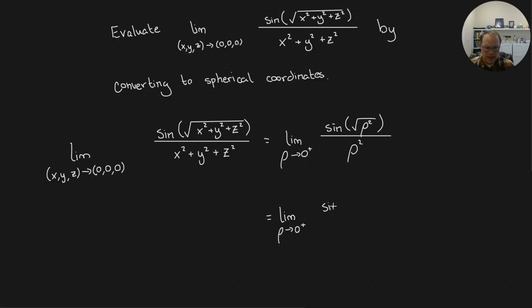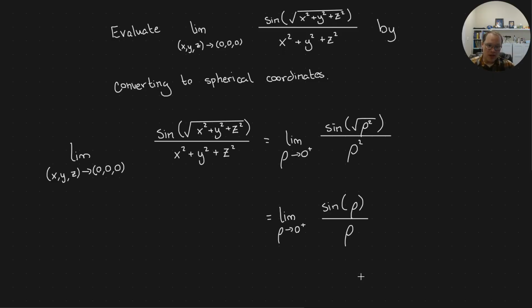So in the numerator, since we're assuming rho is approaching 0 from the right, that means rho will always be positive. Square root of a positive number squared is just the number. Okay, so I get sine of rho over rho. Now, this is actually a limit that you may recognize. This is a calculus 1 limit. It's a classical calculus 1 limit. You would have needed to learn it to be able to derive the derivative of the sine and cosine functions.